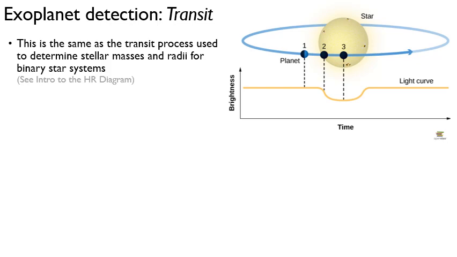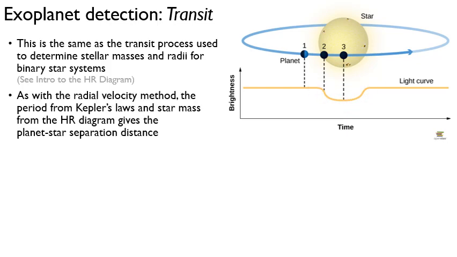Again, from the Intro to the HR Diagram lecture, when we talked about getting stellar masses and radii, there's the transit technique, and this can be used for exoplanet detection. So it's the same concept where your system just so happens to be that the planet is passing between the star and us. And we look at the light from the star, and that light dims when the planet passes in front of the host star. Okay? And as with the radial velocity method, we can get the period, right? In this case, we're getting the period just for how often these transits happen.